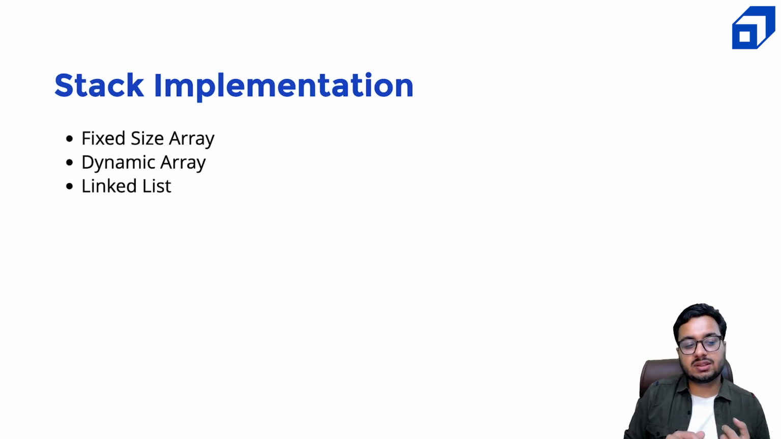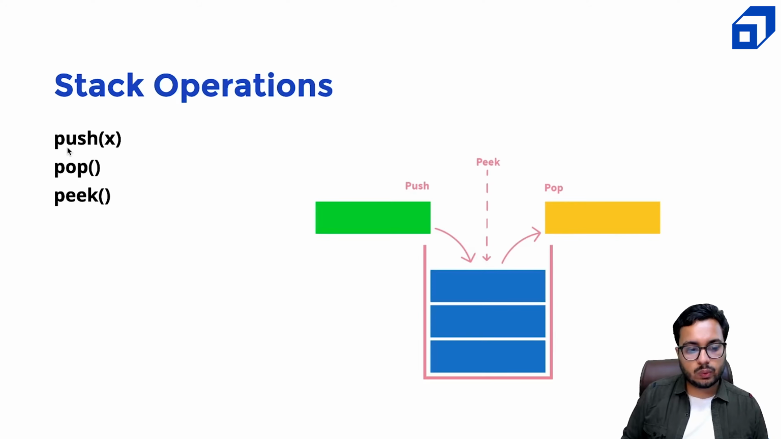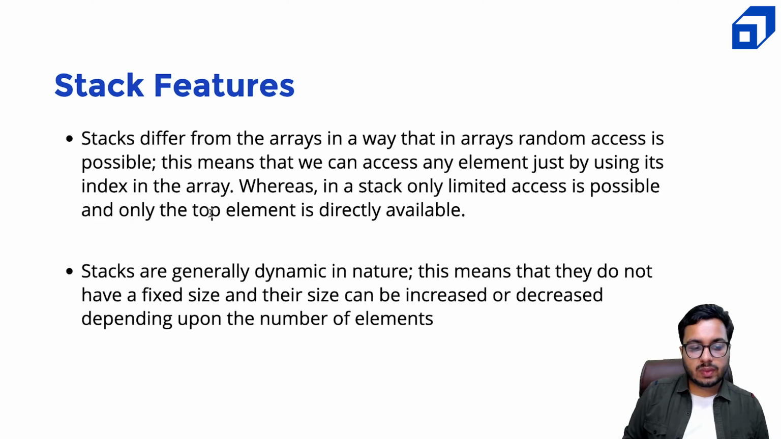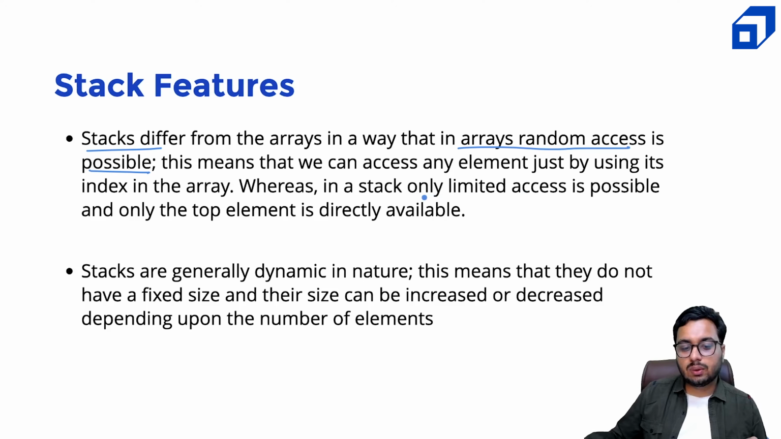Now, talking about implementations of stack, we will discuss 3 implementations. We will discuss one using a fixed size array, we will see a dynamic array or an array list, and we'll also see using a linked list. We'll go into the implementation details very soon, but before that, let us also talk about features of the stack. Stacks are different from arrays in that in arrays random access is possible, meaning you can pick any ith element, but in a stack only limited access is possible. That means only the element at the top is directly available to us.